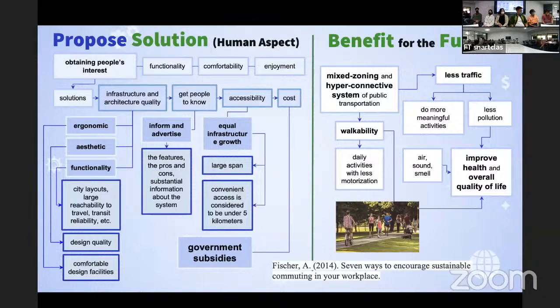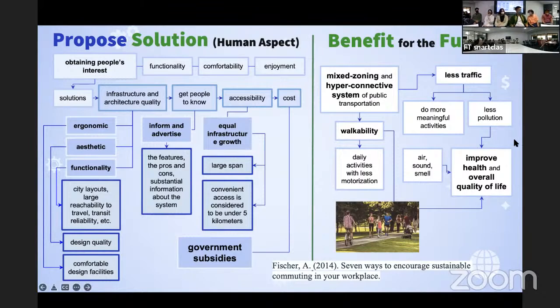First of all, mixed zoning is basically creating the different sectors of the city to be more scattered. Why? So each sector is not very condensed. So one resident can visit and be connected to a lot of different sectors in a relatively close range. So it promotes walkability, meaning daily activity will demand a lower motorization rate. And walkability can also improve the overall health and quality of life over time.